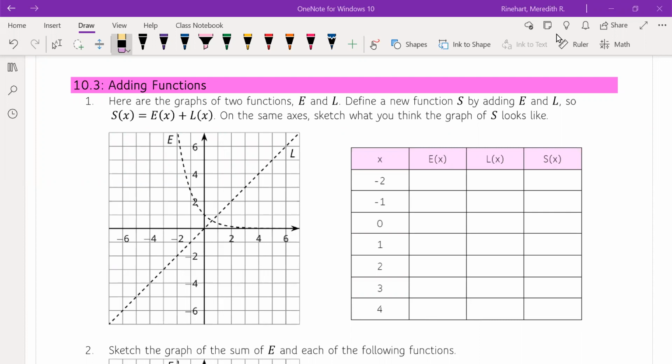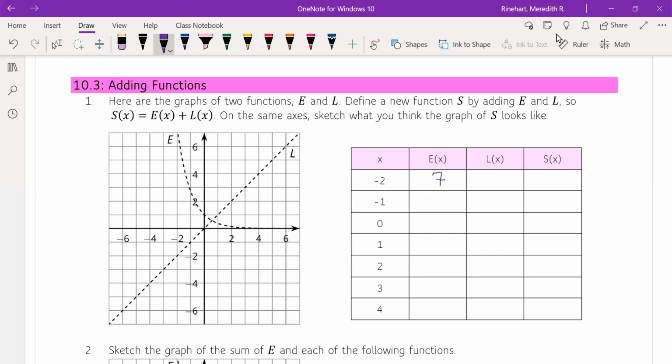In a class, this would be done by a small group of students. I've added a table to each of our problems to assist us while we're working through. Let's first look at the e of x function. At -2, the e of x looks to have a height of about 7. At -1, it looks the height to be about 2.6.